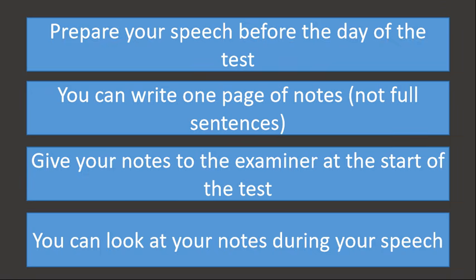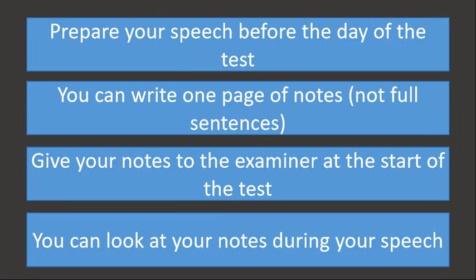Now, at the start of the test, when you go into the exam room, you will give your notes to the examiner. But when it comes to task 2, the examiner will hand you your notes back so you can look at them while you are speaking. Now the examiner will check that your notes are not just the entire speech written out and you're just going to be reading it. They will also check that the notes are 1 side of paper and the right size if it's printed. So make sure that you're following all of those rules. Otherwise, the examiner might not give you the paper back and you'll just have to freestyle it.